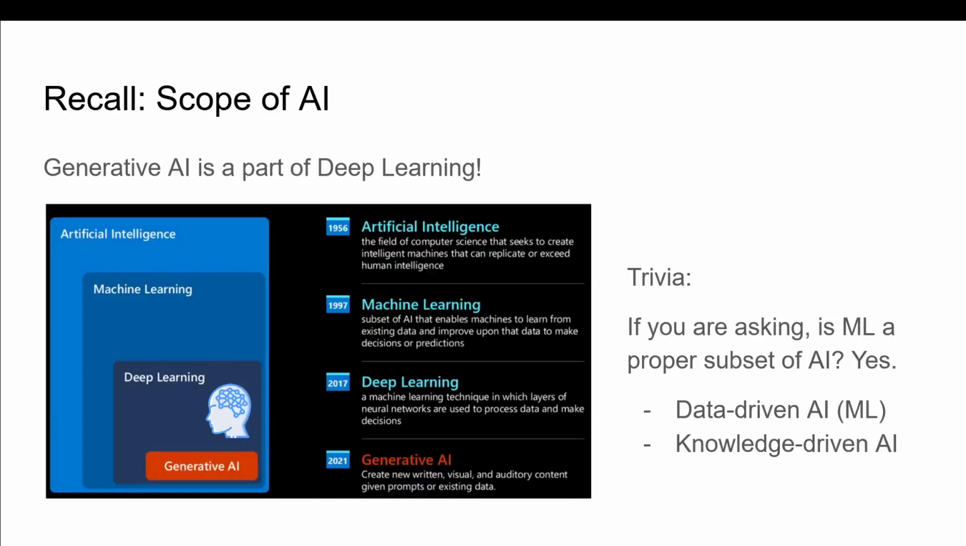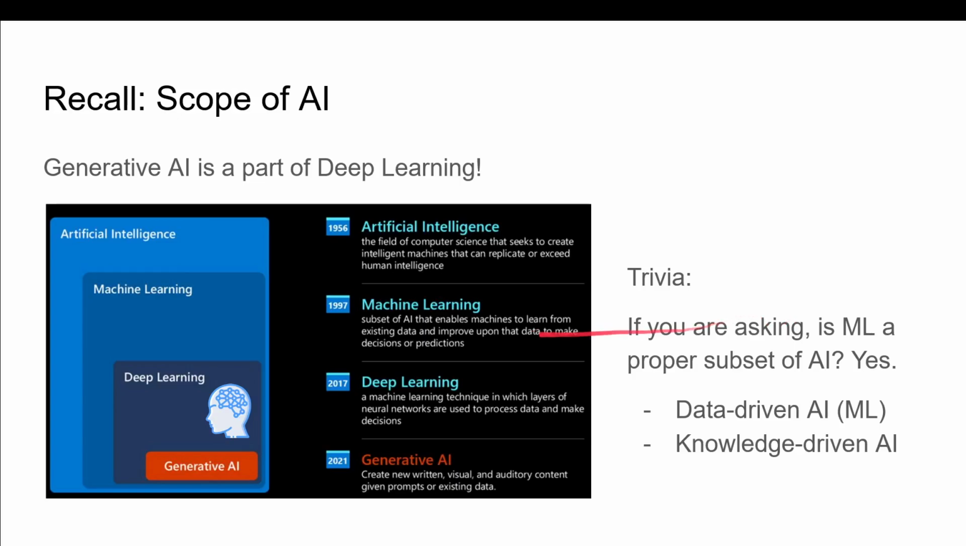The last topic we will talk about is generative AI. This is the scope of AI. I guess this material has been explained in the class before, but I just want to recall it. Generative AI is a subset of deep learning, which is a subset of machine learning, and machine learning is a subset of artificial intelligence. So if you are asking, is ML a proper subset of AI?